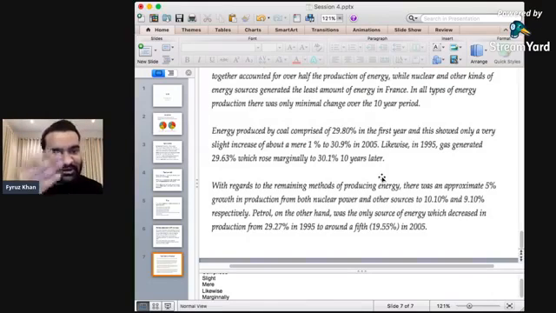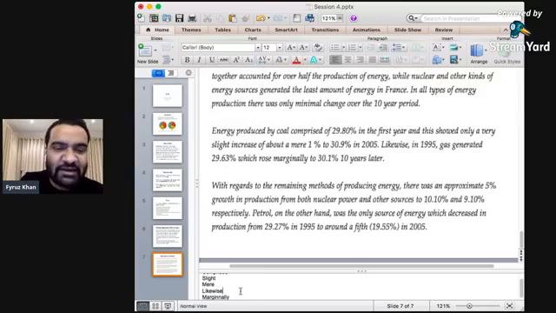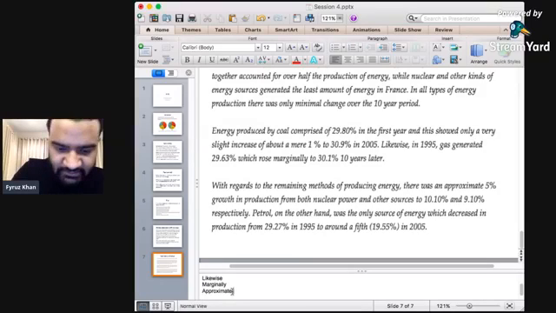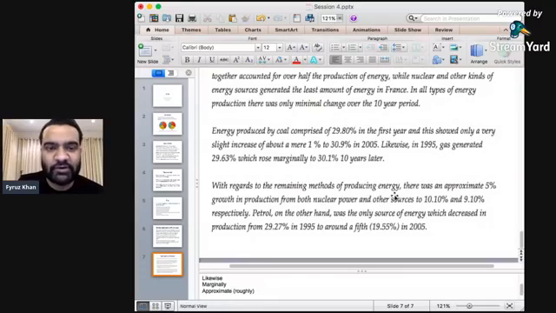With regards to remaining goods, there was an approximate 5%. Approximate is a good term. Approximate means around that area, roughly. Approximate or roughly. From both nuclear power and other sources to 10.10% and 9.10% respectively.